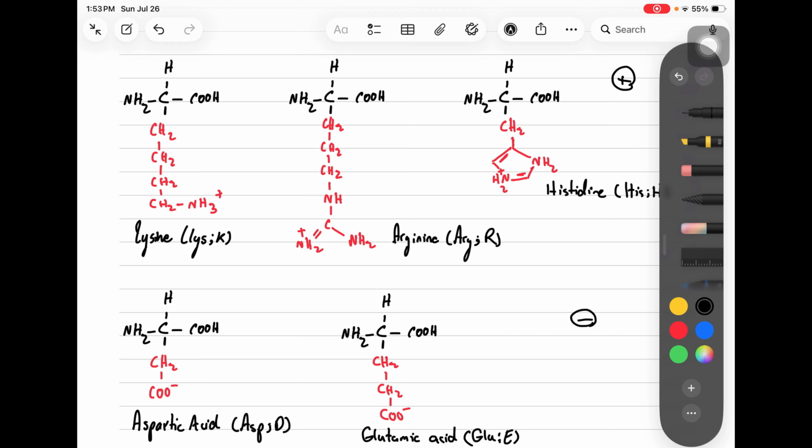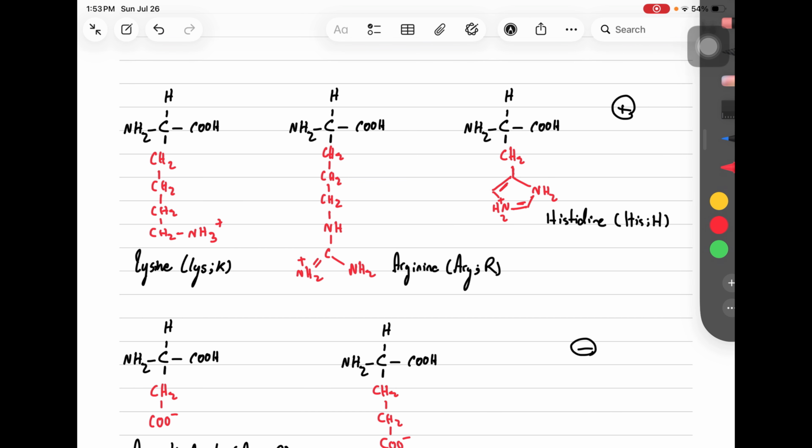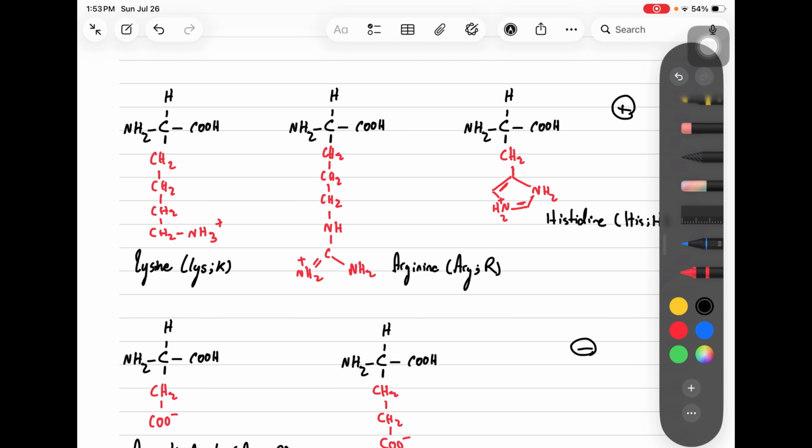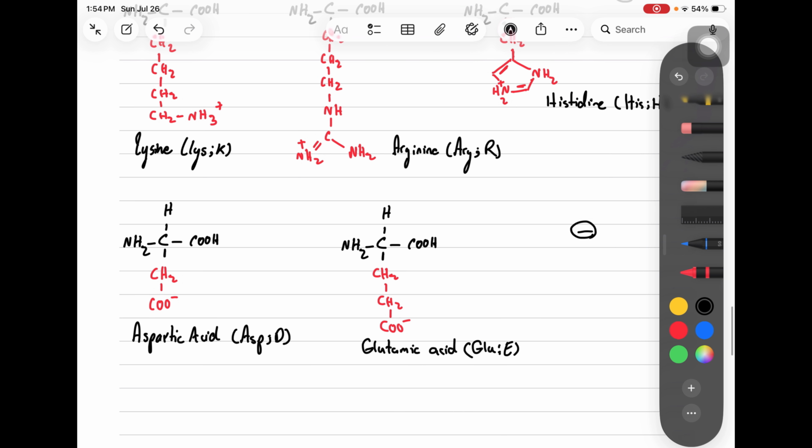As we can see, the first one is lysine. We have an NH3 plus. That plus is what gives it the positive charge. Again, for arginine, which is shown as letter R and ARG. And then we have histidine with an H, and there's a ring structure here. It's not aromatic. Again, we have the next 2 negatively charged, aspartic acid and glutamic acid. If you look at them, they look similar, but the only difference is that glutamic acid has 1 more CH2 group in it.